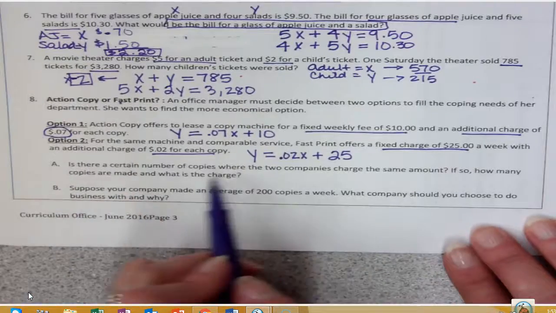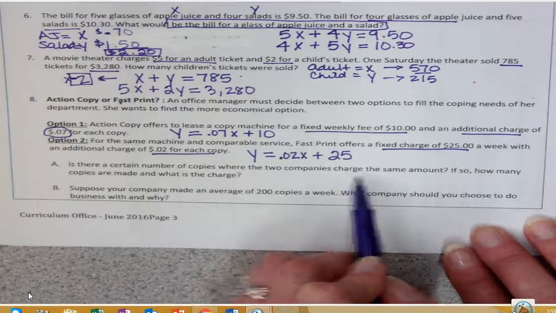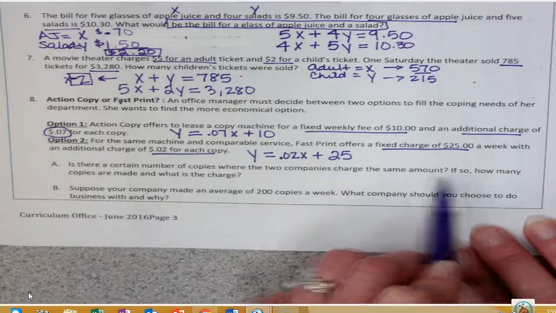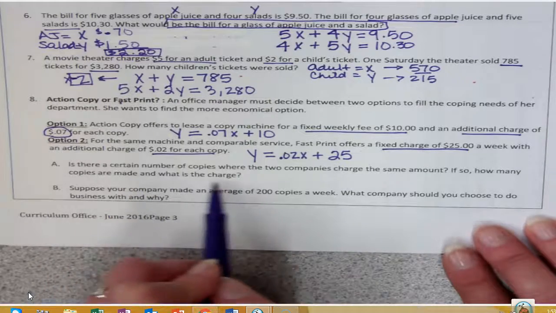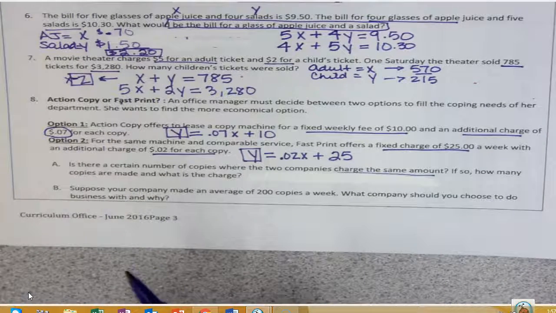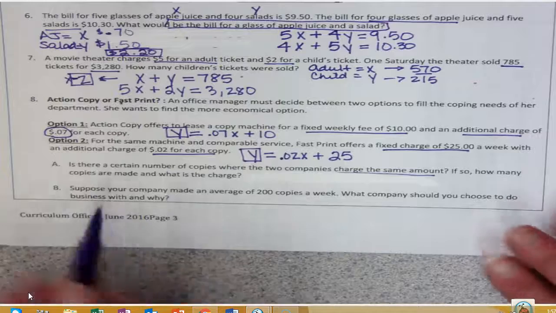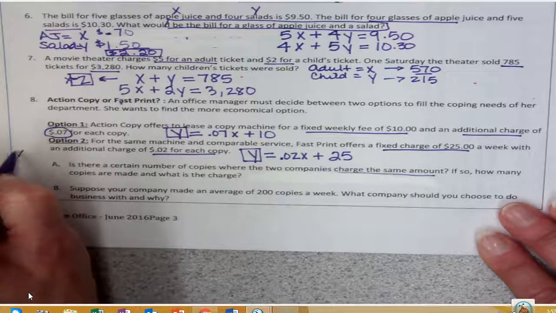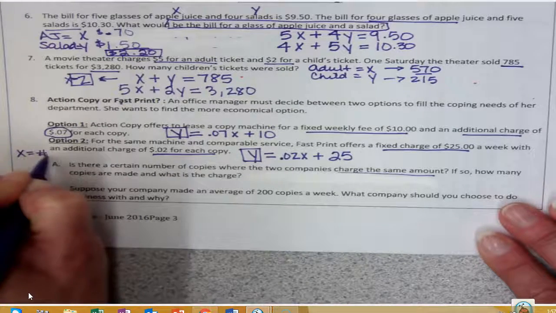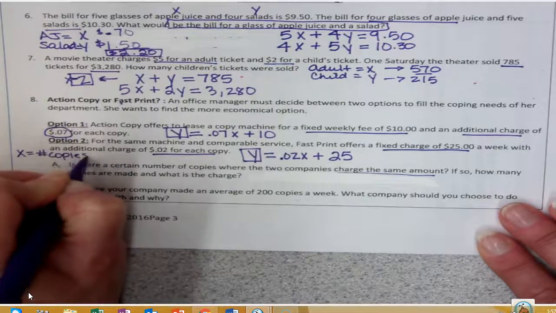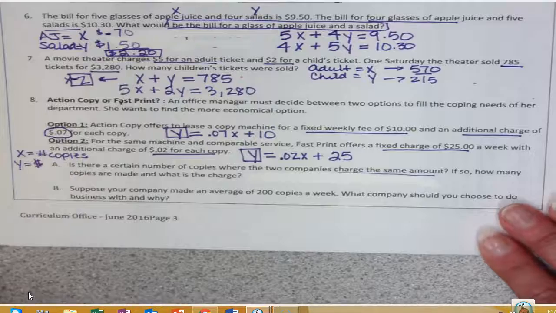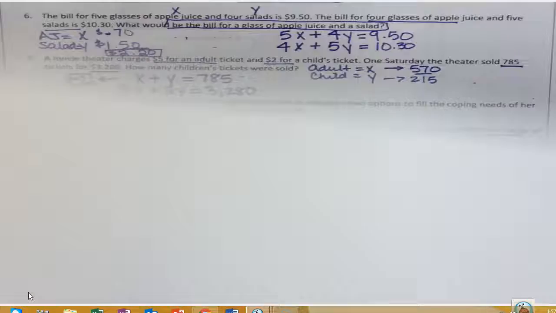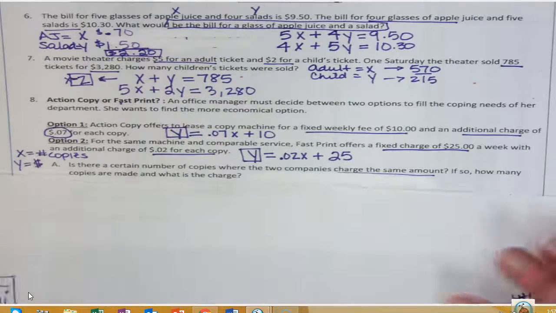Okay, is there a certain number of copies where the two companies charge the same amount? And if so, how many copies are made and what is the charge? Okay, so we know that X is the number of copies and Y is the amount charged. In order to figure this out, we can do elimination.